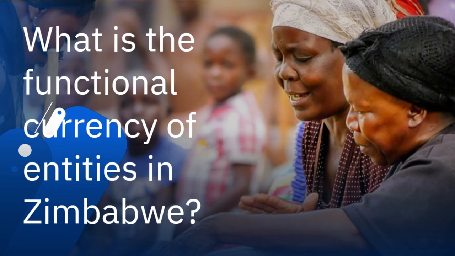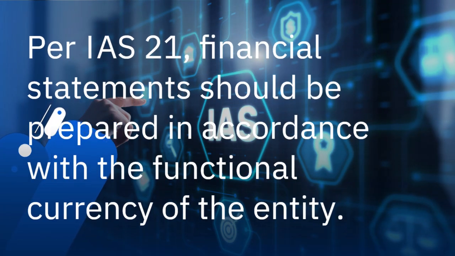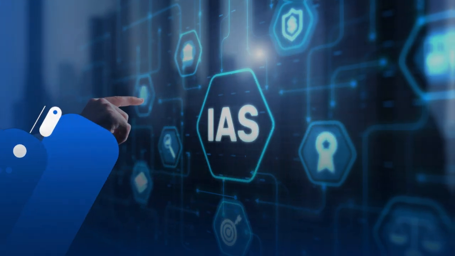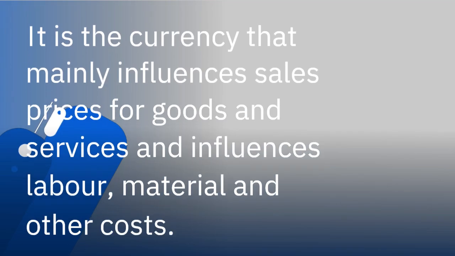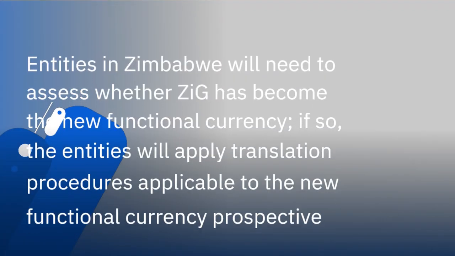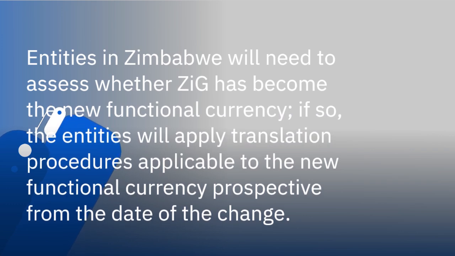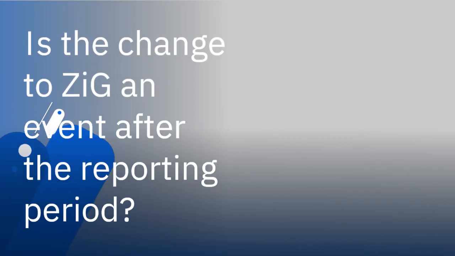What is the functional currency of entities in Zimbabwe? Per IAS 21, financial statements should be prepared in accordance with the functional currency of the entity. Functional currency is defined as the currency of the primary economic environment in which the entity operates. It is the currency that mainly influences sales prices for goods and services and influences labor, material, and other costs. Entities in Zimbabwe will need to assess whether ZiG has become the new functional currency. If so, the entities will apply translation procedures applicable to the new functional currency perspective from the date of the change.